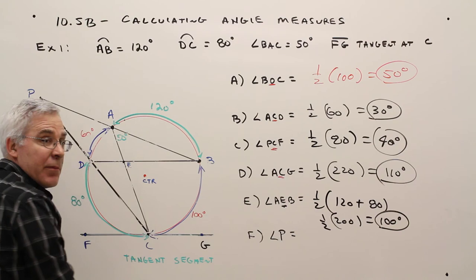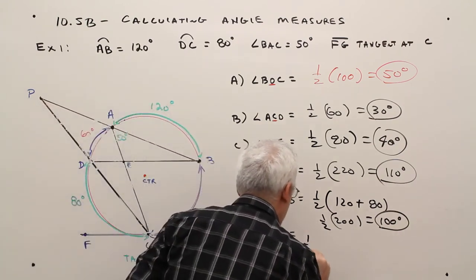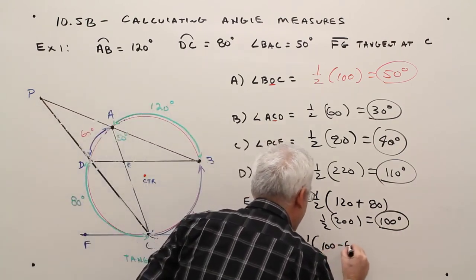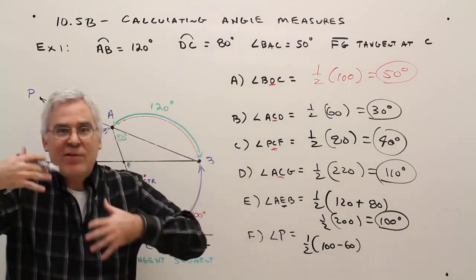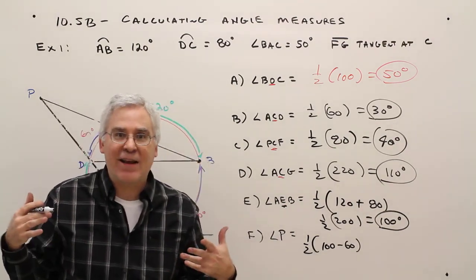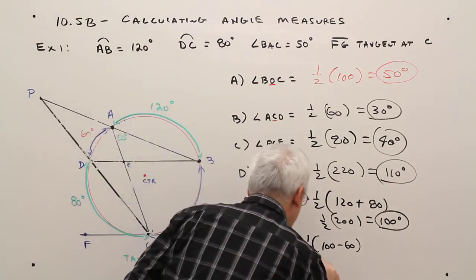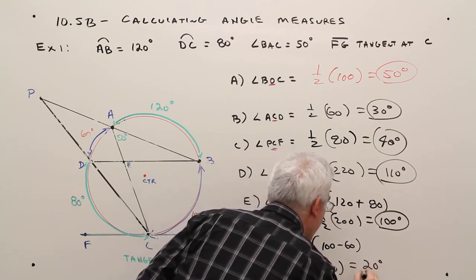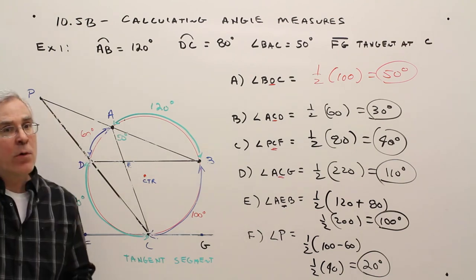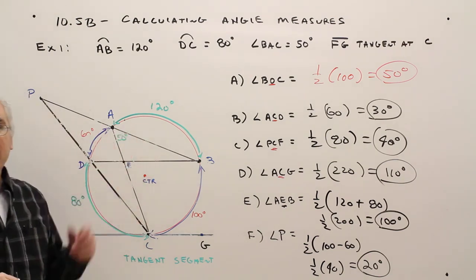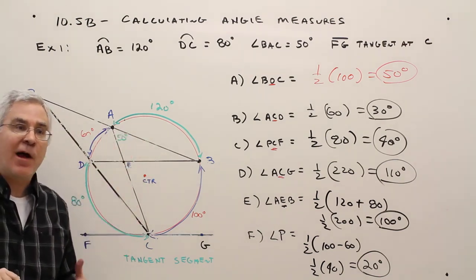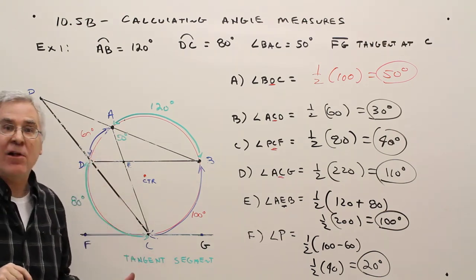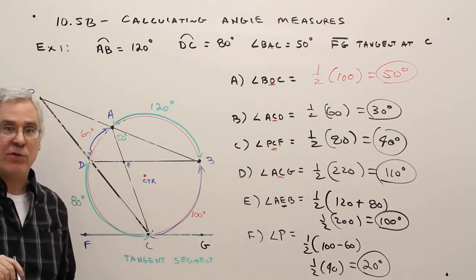And I'm going to subtract. So 1/2 of 100 minus 60. It's always the bigger minus the smaller. We won't get negative angles here. So that's going to be 1/2 of 40, or 20 degrees. So there you have it, an application problem for how to calculate angle measures based on intercepted arcs.